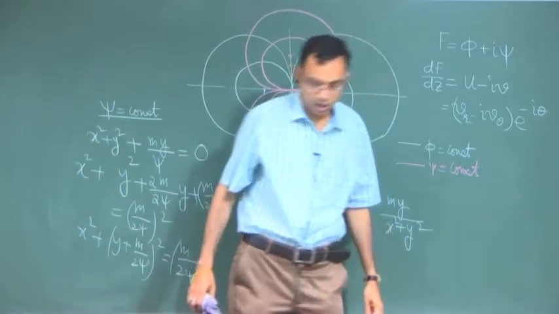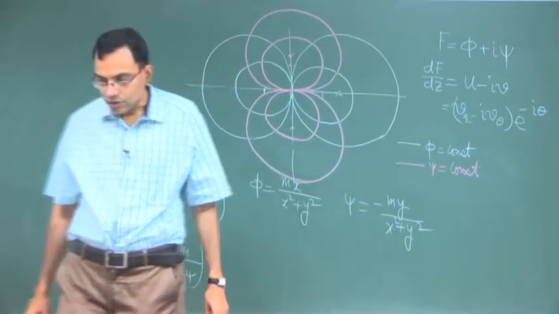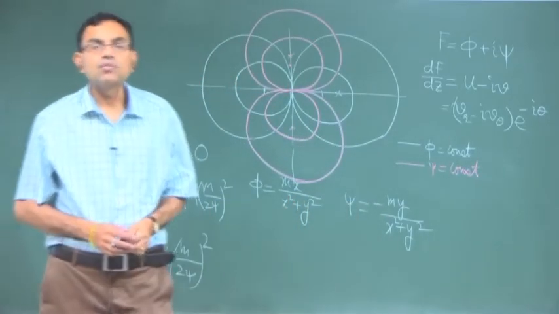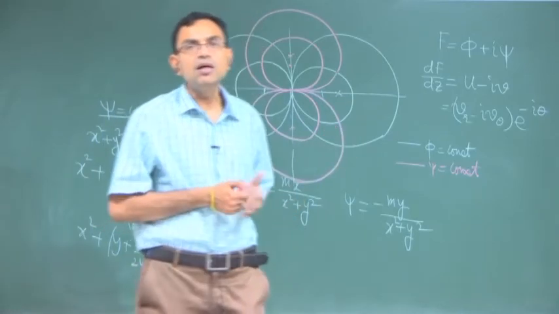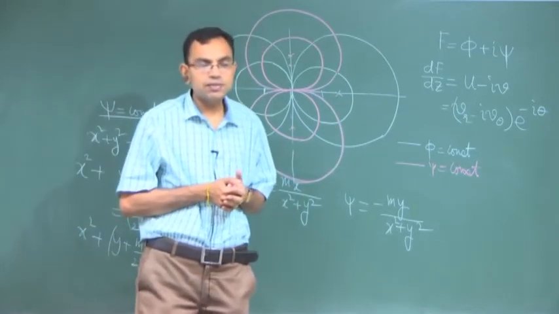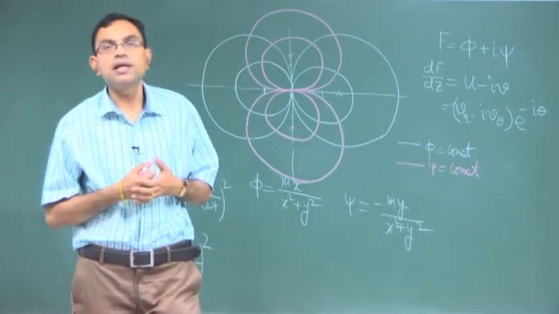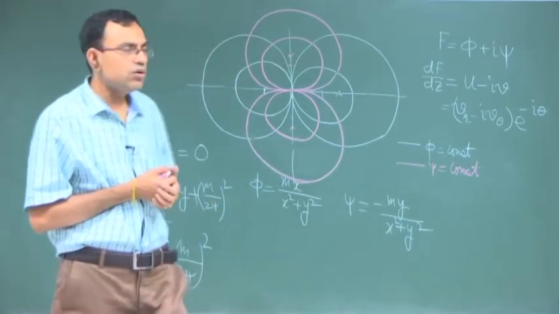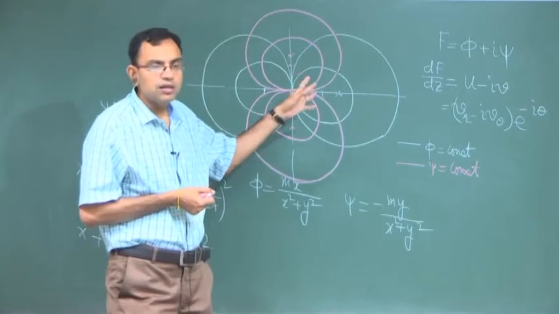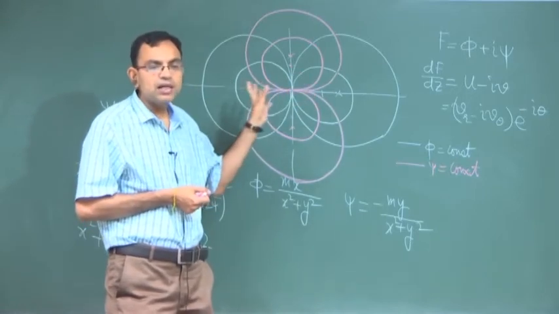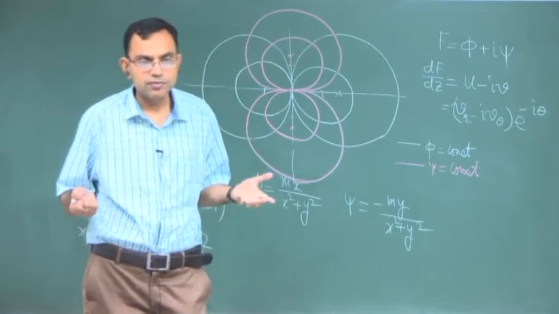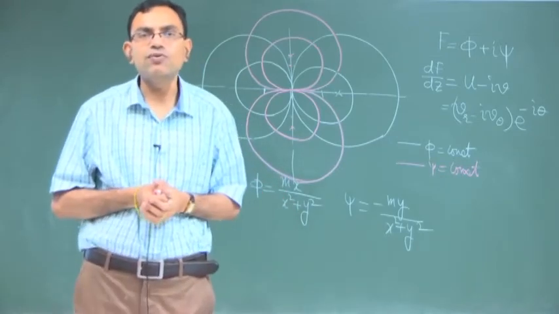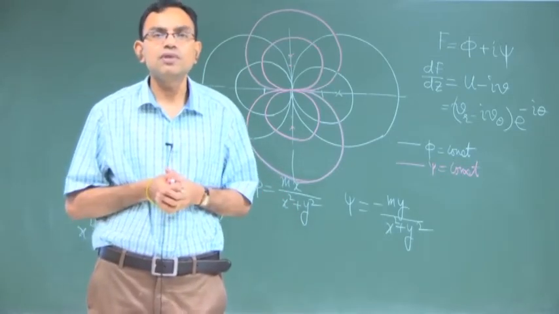Now, I will tell you something which is more interesting. Up to this point we have done exercises which are primarily of an academic nature, but you may argue that this kind of source and sink located at a certain distance apart, what practical flow does it represent? If it does not represent a practical flow, it is not of that much interest.